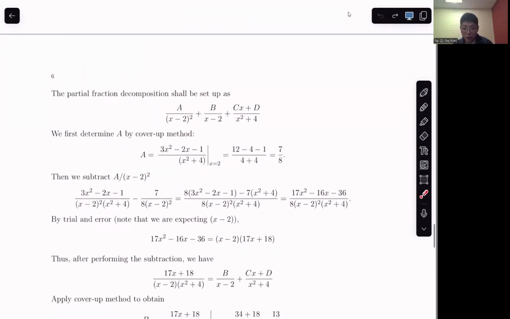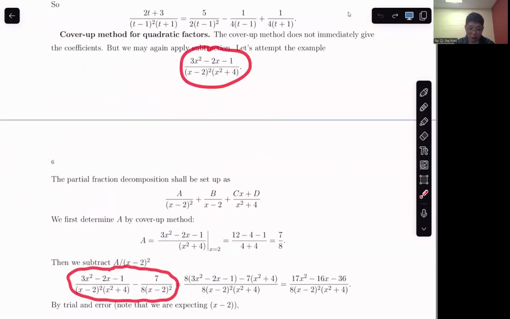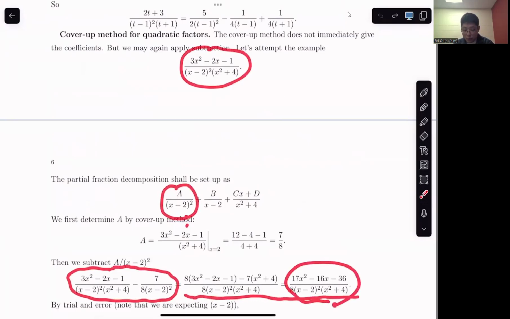Then once you obtain the a over here, by the subtraction process, you will be able to determine the b over here. This is the detail of the subtraction. I subtracted a over x minus 2 squared from this guy. This is what I did. And after the simplification of the fractions, I'm getting something like this. This looks very complicated, and also we still have x minus 2 squared.